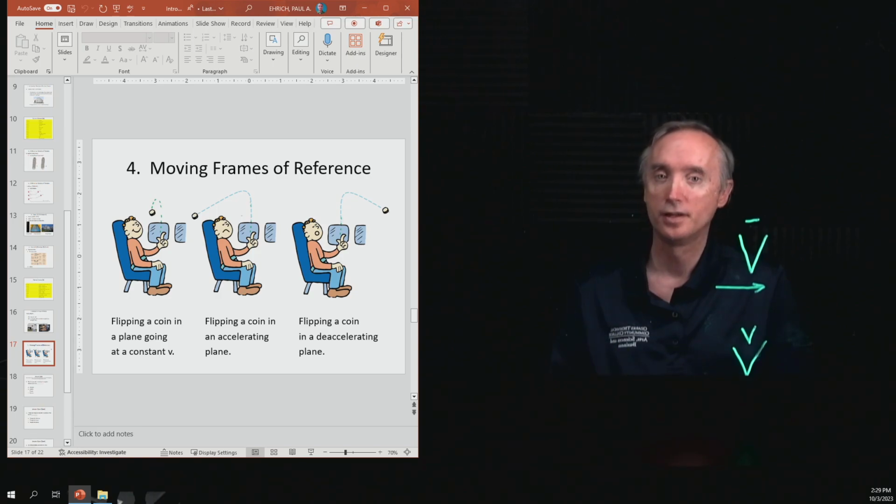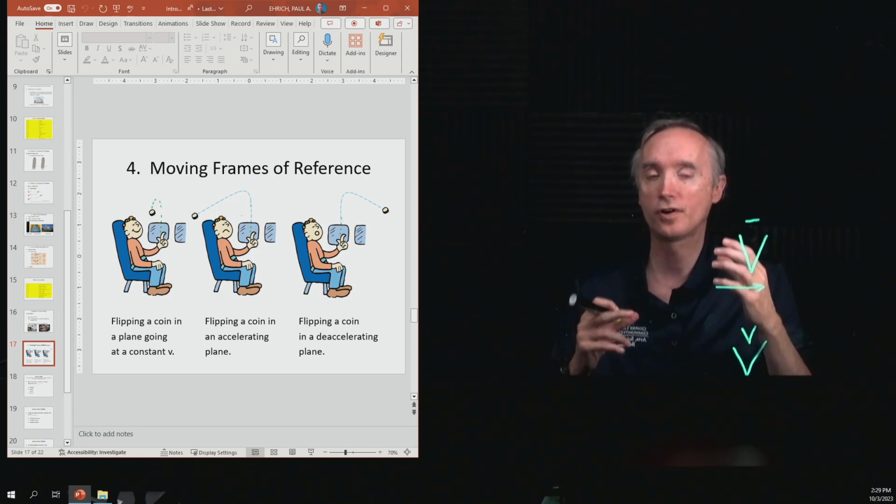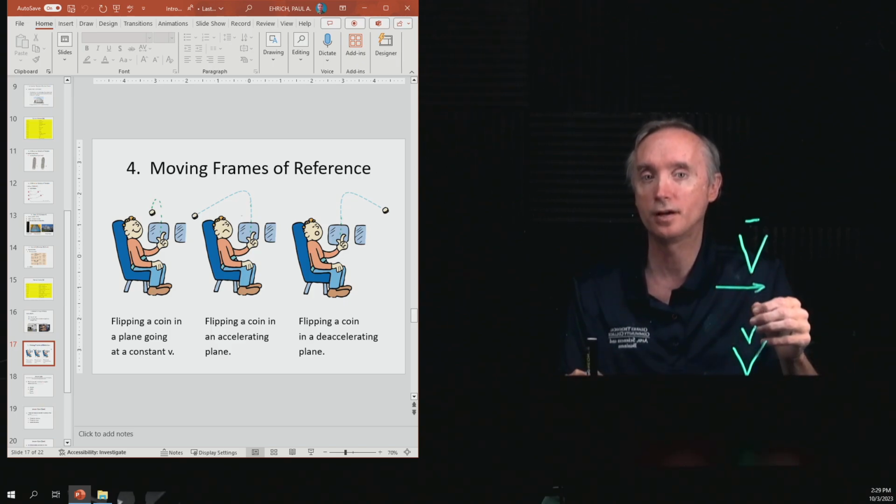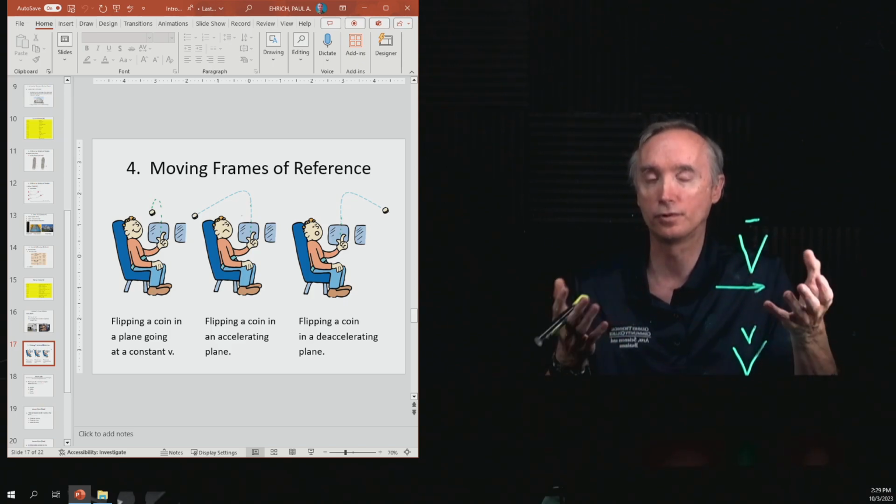Okay, I just want you to see that in a frame of reference that's moving at a constant speed, the laws of physics will be the same. But if you're in an accelerating frame of reference, then things look kind of weird, but it's just because of your reference frame.